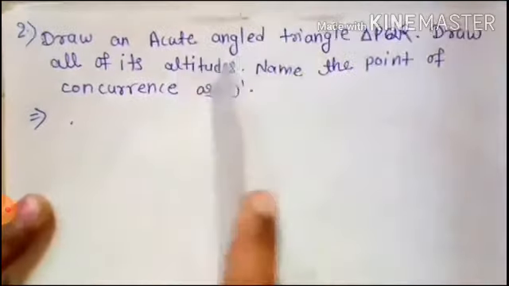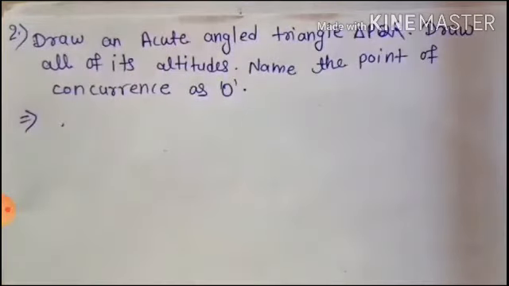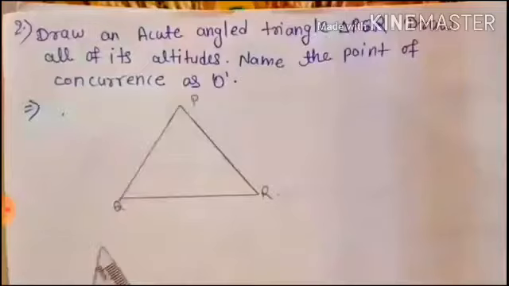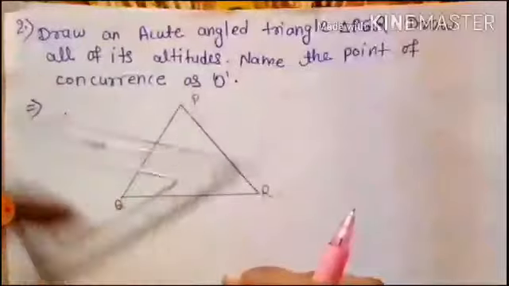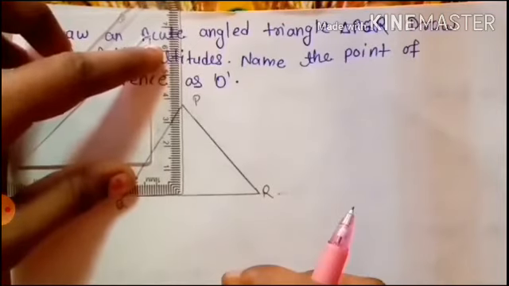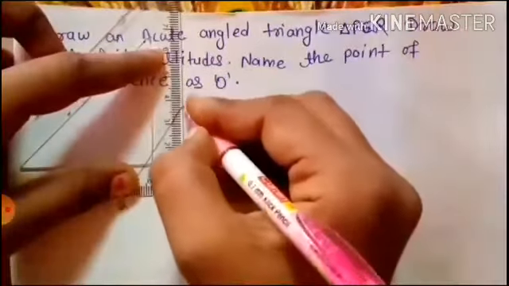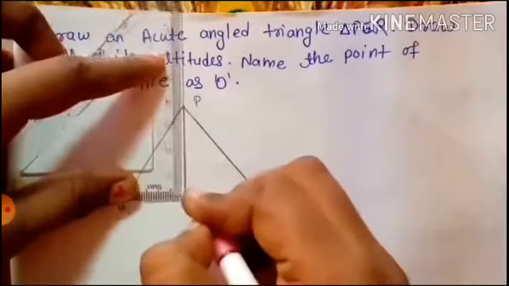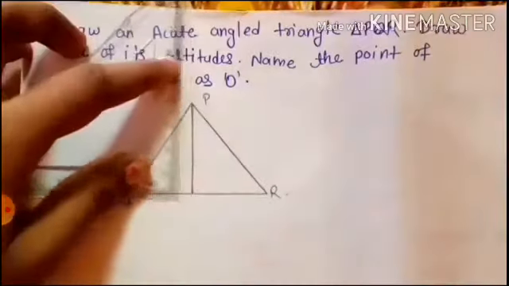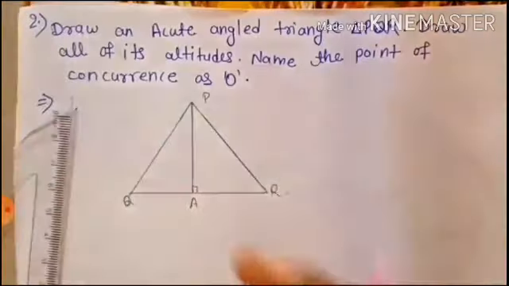First of all, you want to draw one acute angle triangle. You know the acute angle triangle means less than 90 degrees. So this is one acute angle triangle. Whatever measure you want, you will take. I'll give the name PQR. Now draw its altitude. We will set a set square on base QR like this and draw one straight line passing through P and perpendicular to base QR, having 90 degrees. This is one altitude and give it the name A.